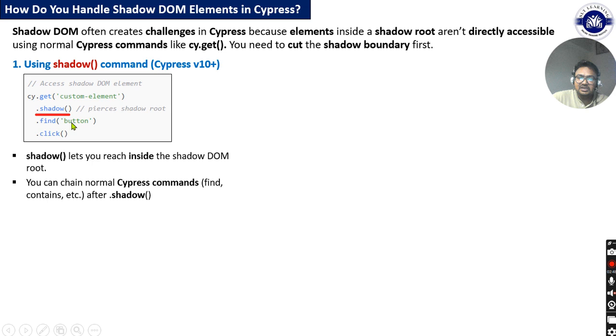If this button is under the shadow DOM element, you cannot perform a direct click. You have to use shadow, which will first reach the shadow root and break the boundary of the shadow element, and then it will allow you to find the button and click on it. So using the shadow command should be your first answer.